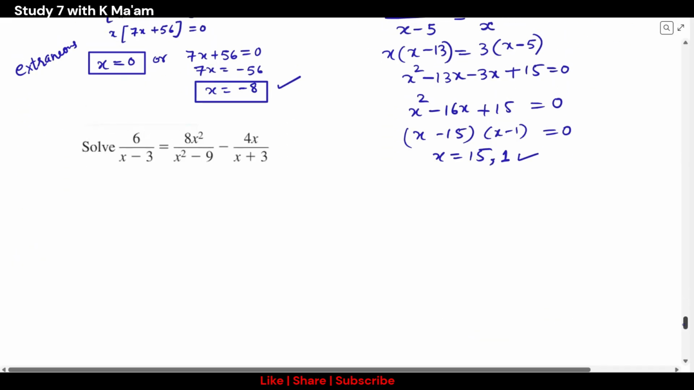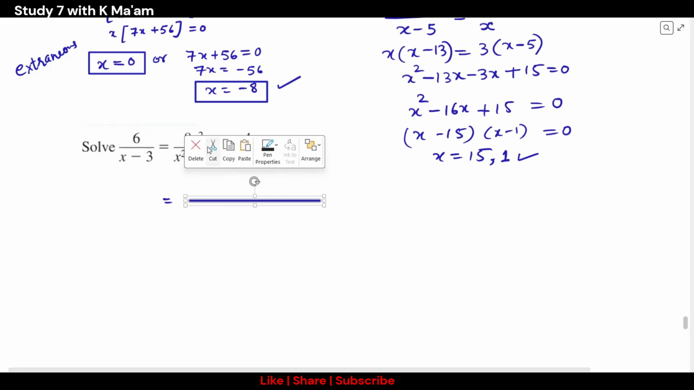Next we have this question. Here we have to solve it. Again, a rational equation is given. We are looking for its solution. So first we will find the least common denominator of the right side.